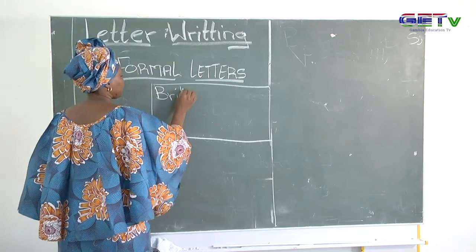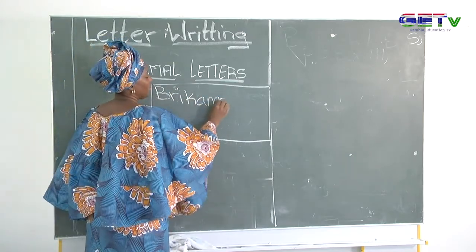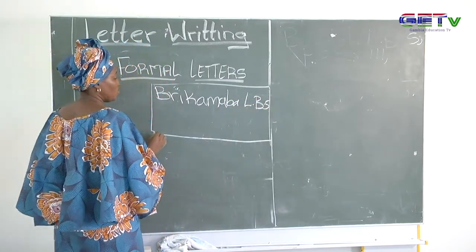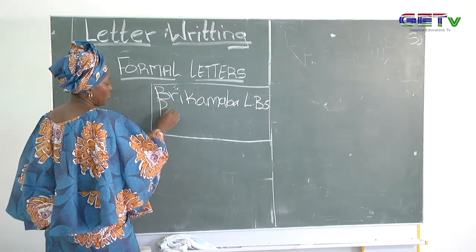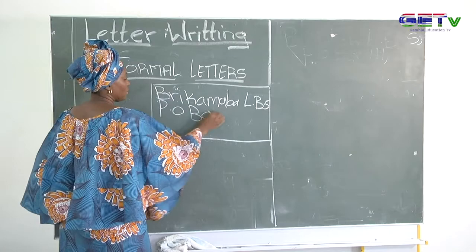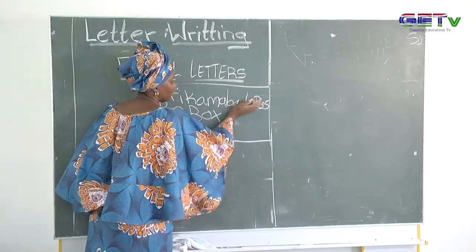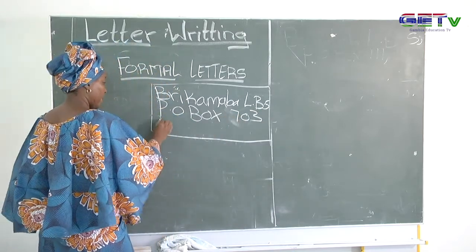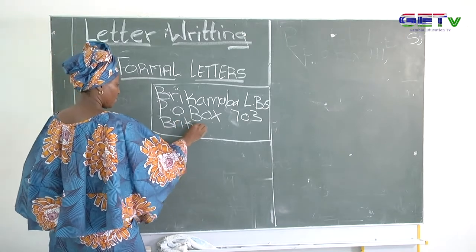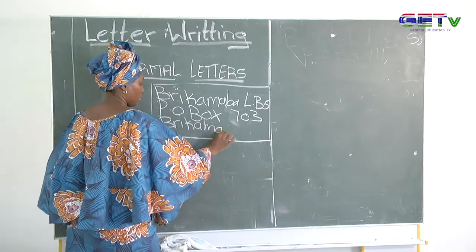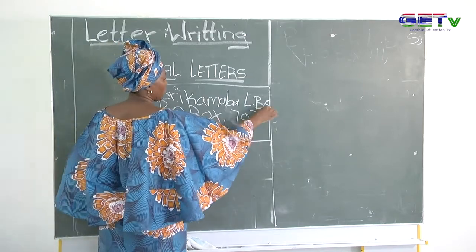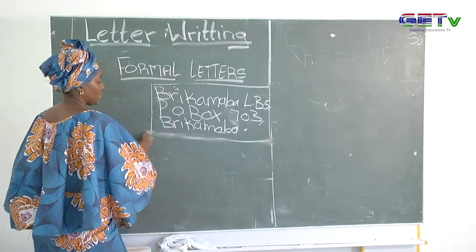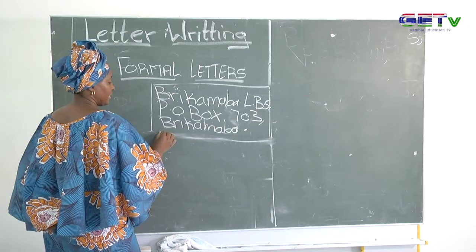Like Brikama Ba Lower Basic School. And then I have my P.O. Box 2703, Brikama Ba. Full stop. After Brikama Ba, full stop, then I have my date here.